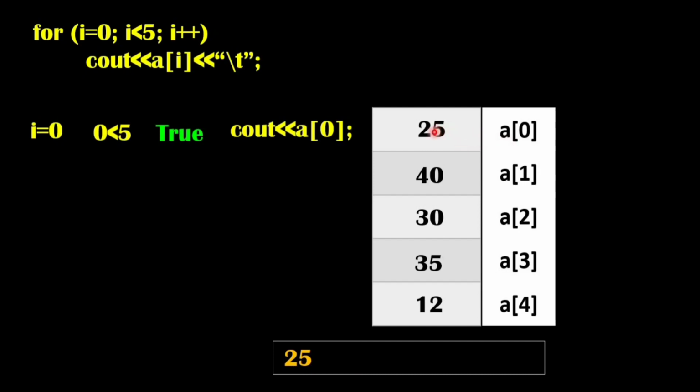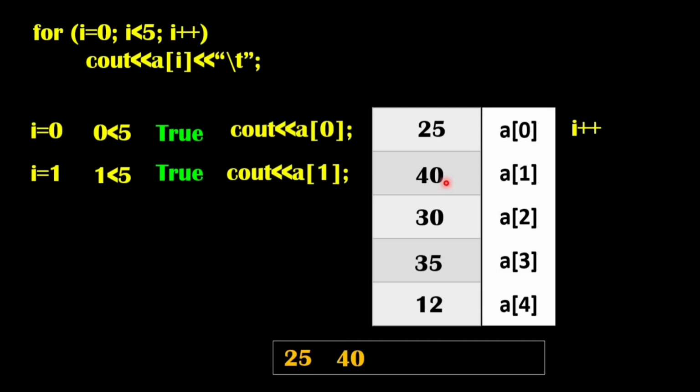That will be printed. Then the i value will be incremented. Then i becomes 1. 1 is less than 5, that is true. cout a[1]. Which element is stored at a[1]? That is 40. 40 will be printed. See here you can see a space. Actually there are 4 spaces. That is a tab. Look at this, I have given a tab here. After printing an element, it should print a tab. Tab means it will leave 4 spaces.